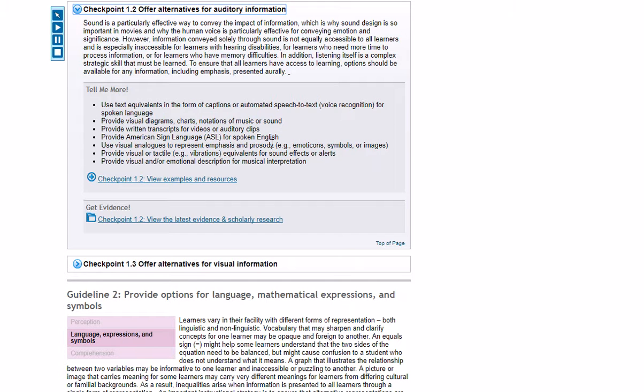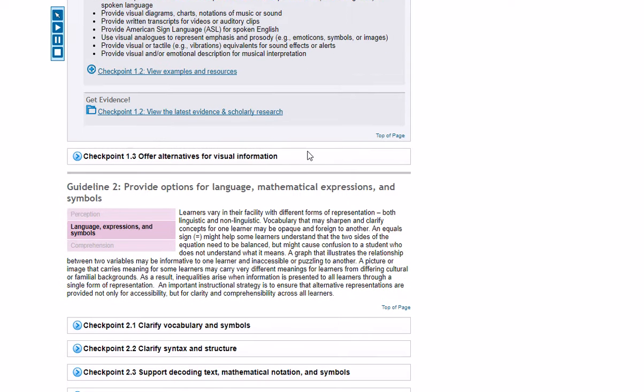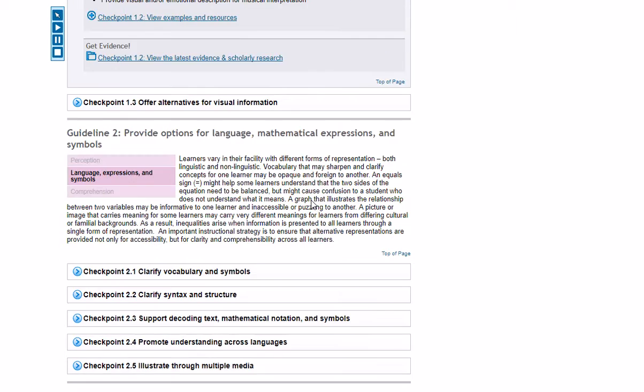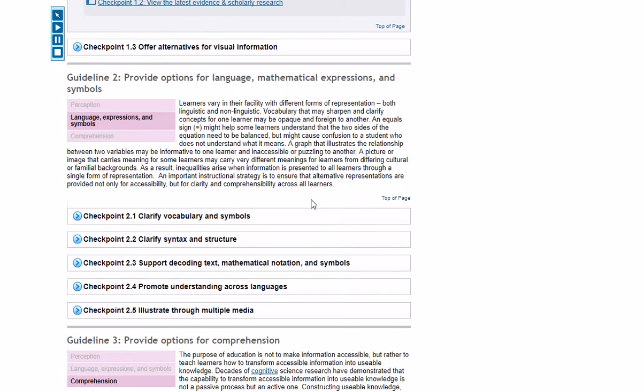We have the capacity to provide American Sign Language translation as necessary on the campus. So these sort of things. Then we need to provide options for language, mathematics, and expression.